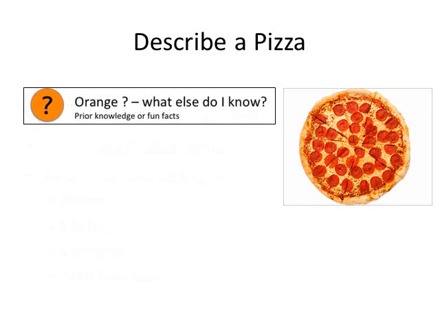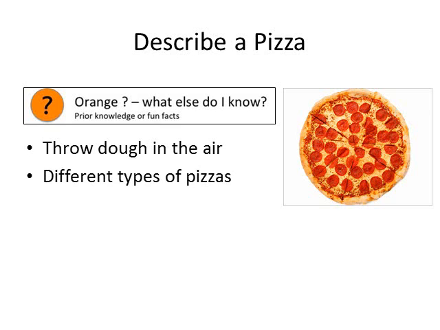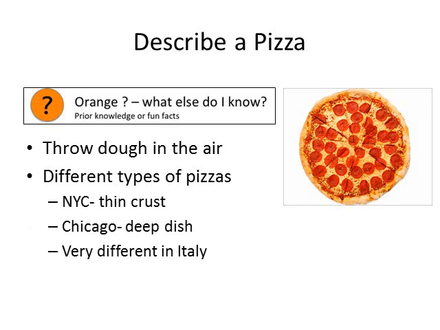The final bead that's on the EET strand is the orange bead with a question mark, which represents what else do I know about the item I'm describing. This provides students with an opportunity to talk about prior knowledge they have or fun facts that they know about an item. So if we're talking about a pizza, students might say that they had seen people making pizza throwing dough in the air, and that might stimulate another conversation that would be interesting to them. Or they might even talk about different types of pizzas by saying, oh, well, in New York City, there's thin crust pizza, or in Chicago, there's deep dish pizza, and pizza's totally different in Italy.